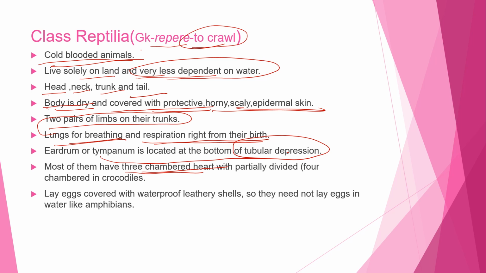Now they lay eggs which are covered with waterproof leathery shells. So they need not lay eggs in water like amphibians. They have a protective leathery shell, so they can lay eggs anywhere because the eggs have waterproof leathery shells. Now we will see the examples of class Reptilia so that we can verify whether all these characteristics fit those examples or not.